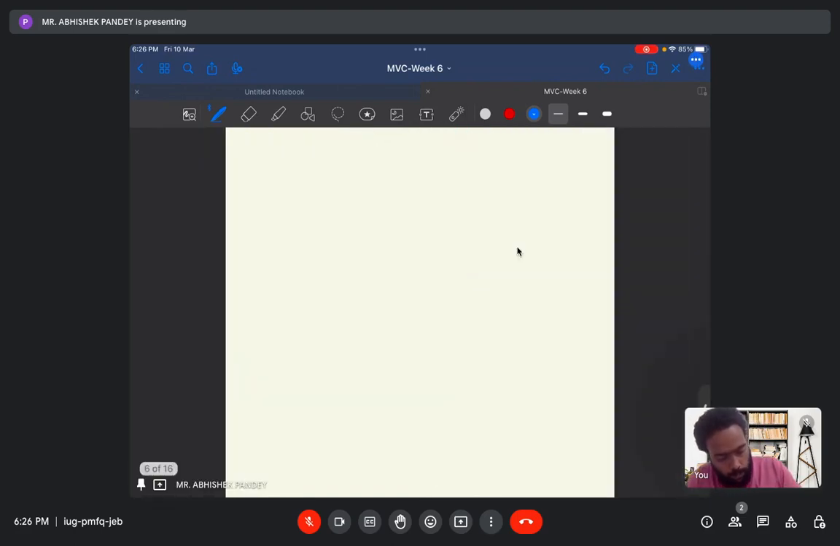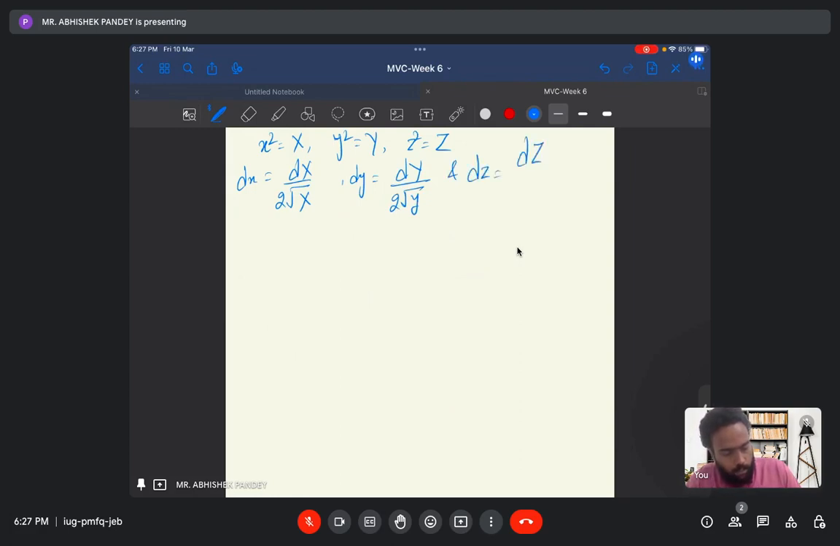Since x square is equal to capital X, y square is equal to capital Y, and z square equal to capital Z, dx will be dX by 2 root over X, dy will be dY by 2 root over Y, and dz will become dZ by 2 root over Z.